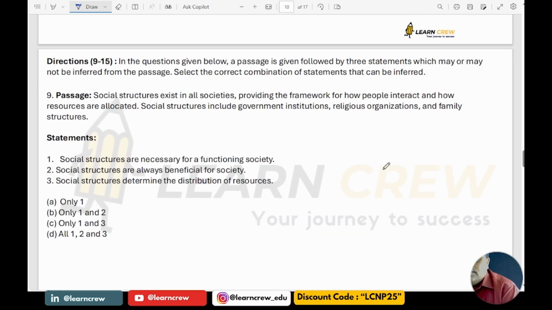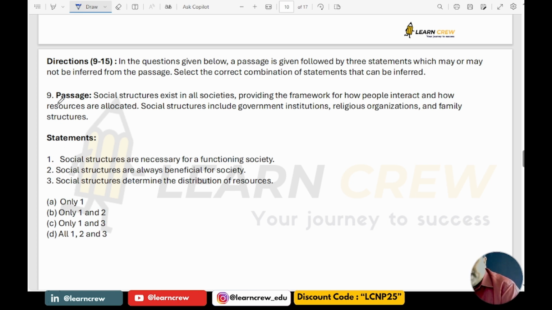Now, please see here. Questions number 1 to 8 are based on assumptions. Now, questions number 9 to 15. In the questions given below, a passage followed by 3 statements which may or may not be inferred from the passage are given. So, select the correct combination of statements that can be inferred. So, you have to draw the inferences. A passage is given followed by different statements 1 to 3. Out of them, which can be inferred?